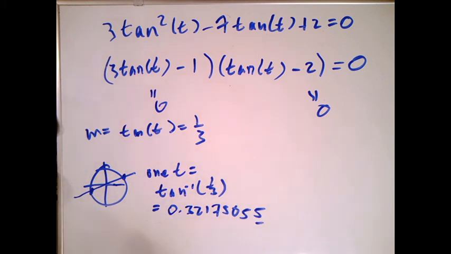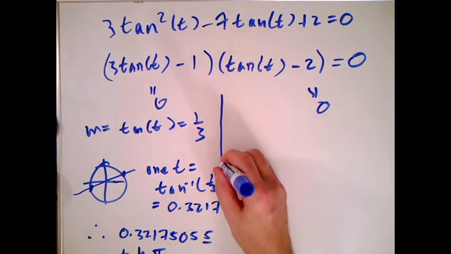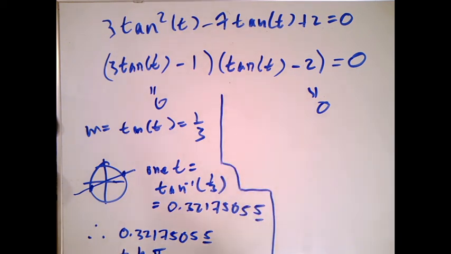Now, how about all the others? Well, we can get all the others by starting with this one, 0.3217505, and then adding any number of half laps. Remember, a half lap around the unit circle is distance pi. So I'm going to get, let's just say, plus any number of half laps. And so we've actually solved half this problem. I don't think I left myself quite enough space, but we'll see.